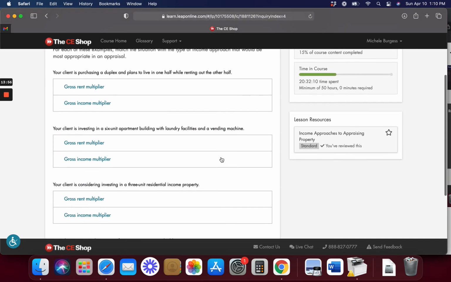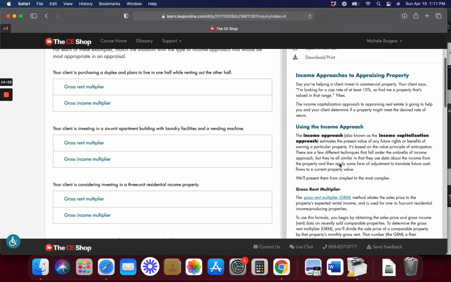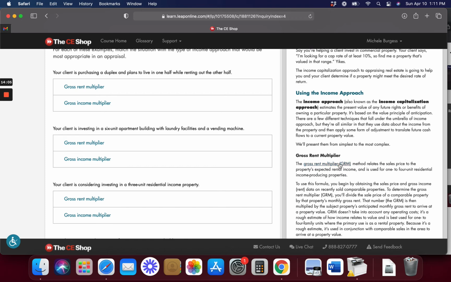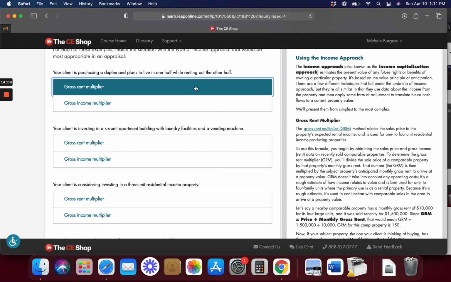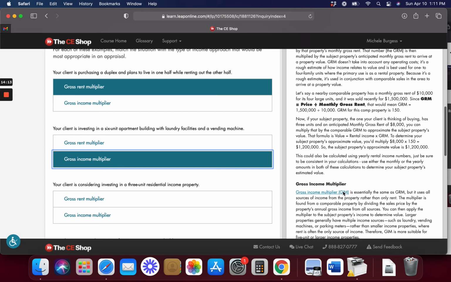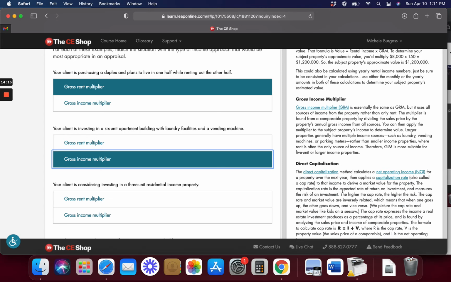All right, your client is purchasing a duplex and plans to live in one. Now, see, this would happen quite often. I mean, I would actually be one of these people that bought this kind of property, so I could see this happening. All right, I think it's that. Laundry and the income. Income has got the laundry and all that stuff.